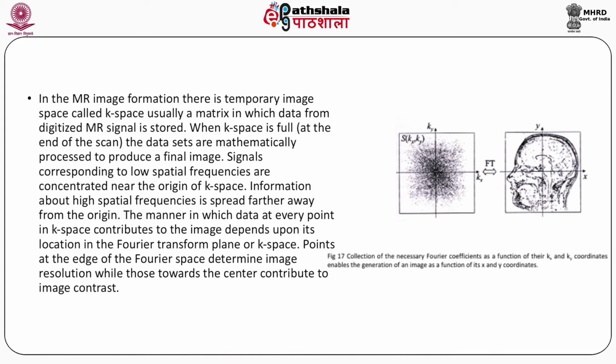The manner in which data at every point in the K space contributes to the image depends upon its location. Fourier transform plane or K space points at the edge of the Fourier space determine image resolution, while those towards the center contribute to image contrast. We can see here the Fourier transformation images. You can see how the frequency is encoded in the frequency domain, and this information is stored in the K space, and is utilized to reconstruct the image.